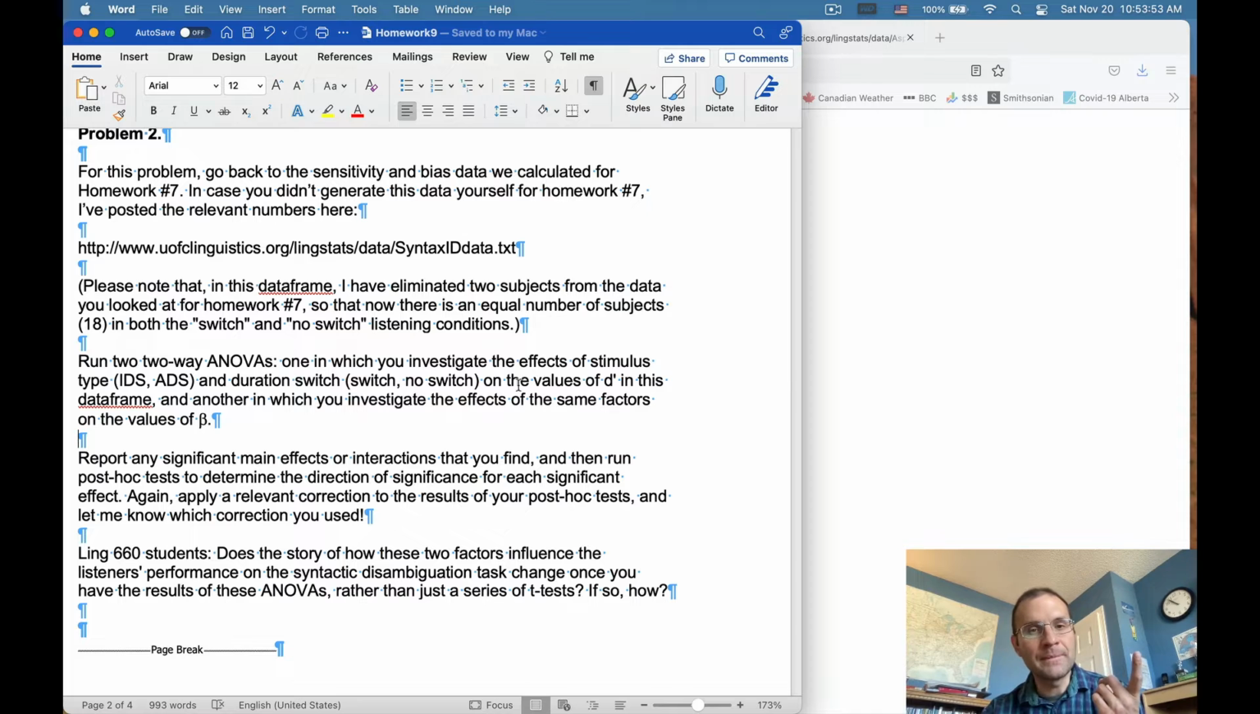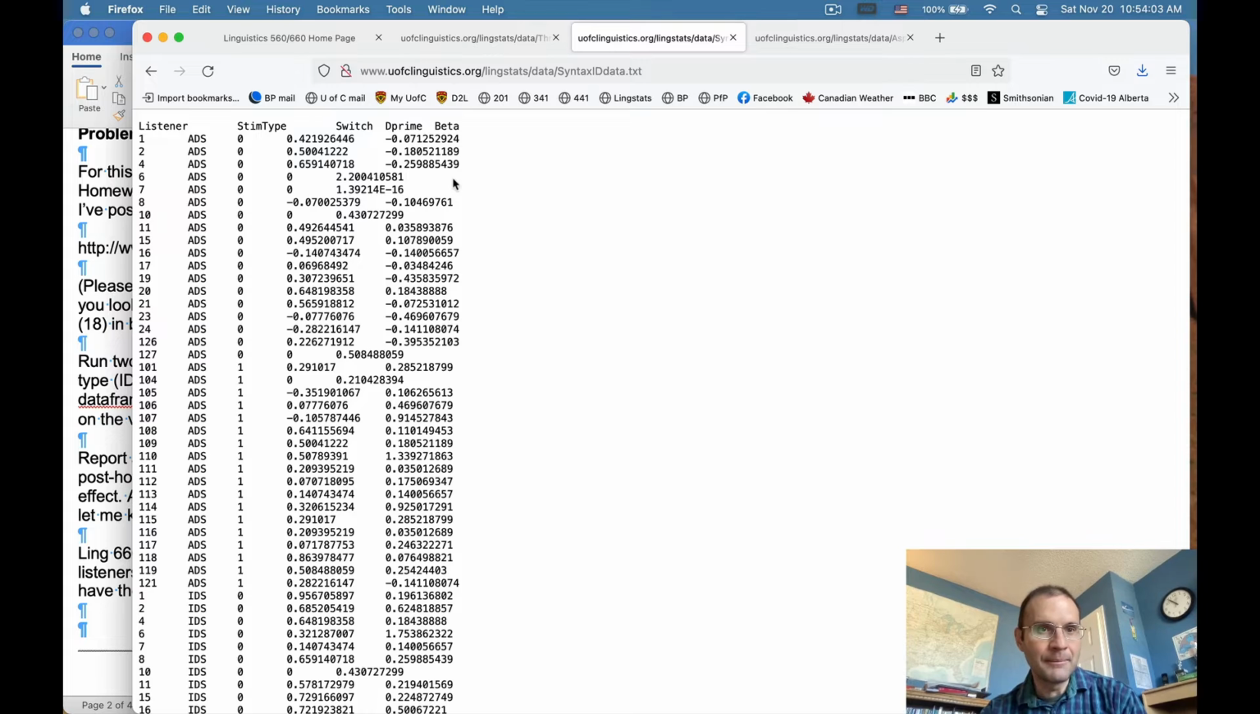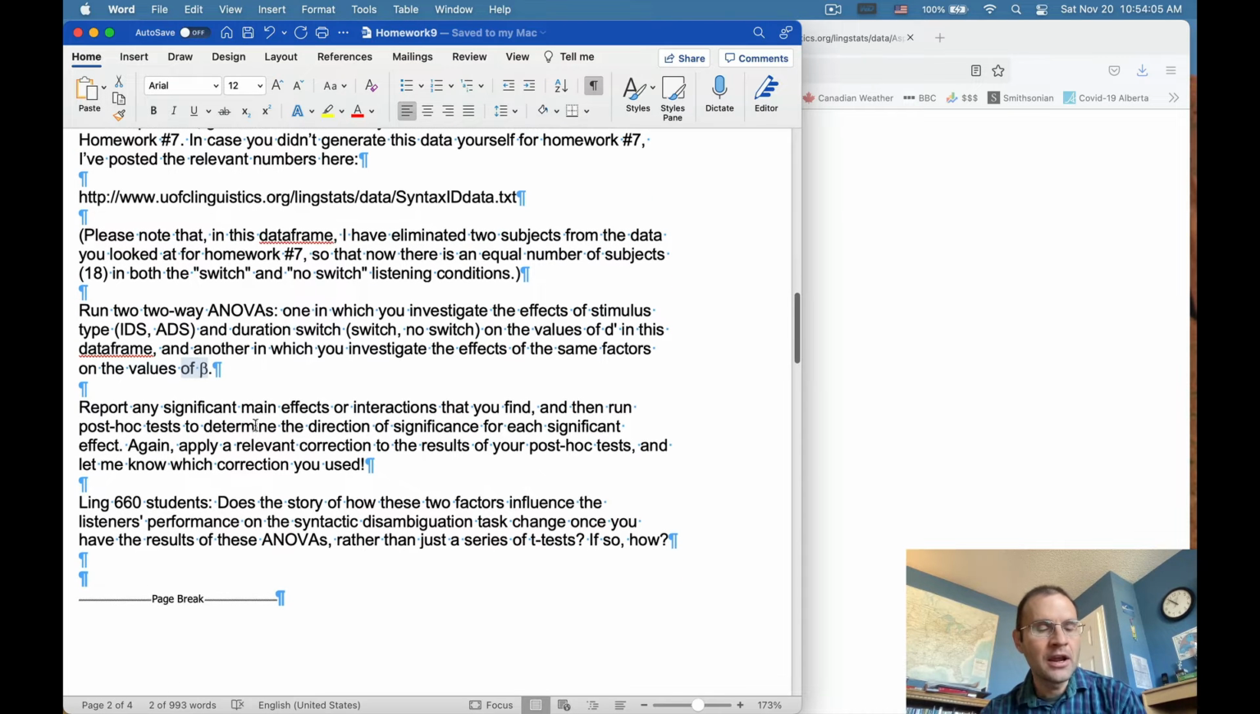The first ANOVA, your dependent measure is going to be d prime, the sensitivity measure, and your second ANOVA is going to be the values of beta or bias in this particular case. So they're clearly labeled there. Report any significant main effects or interactions that you find, and then run post hoc tests to determine the direction of significance for each significant effect.